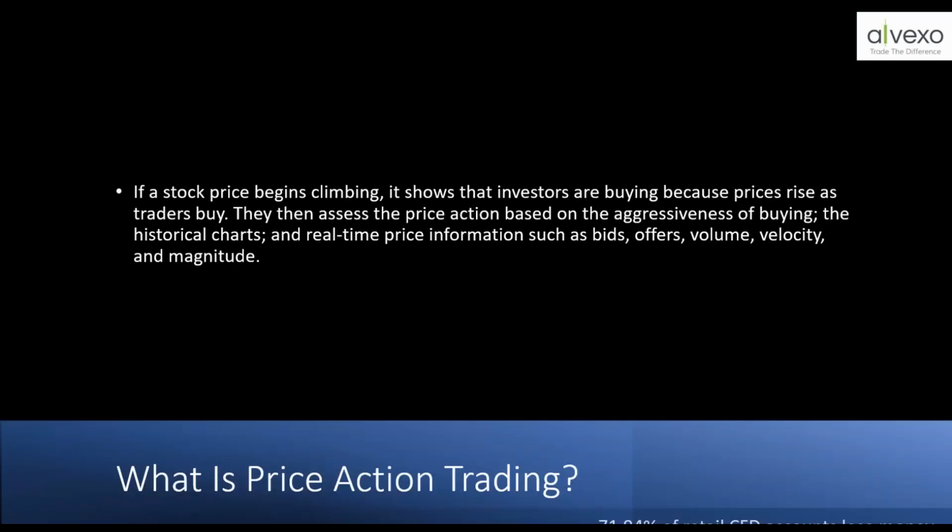If a stock is beginning to climb, it shows that investors are buying because price rises as traders buy. They then assess the price action based on the aggressiveness of the buying, the historical chart, support and resistance, the real-time price information such as bids and offers, and volume. We also have things like velocity or speed of the movement.